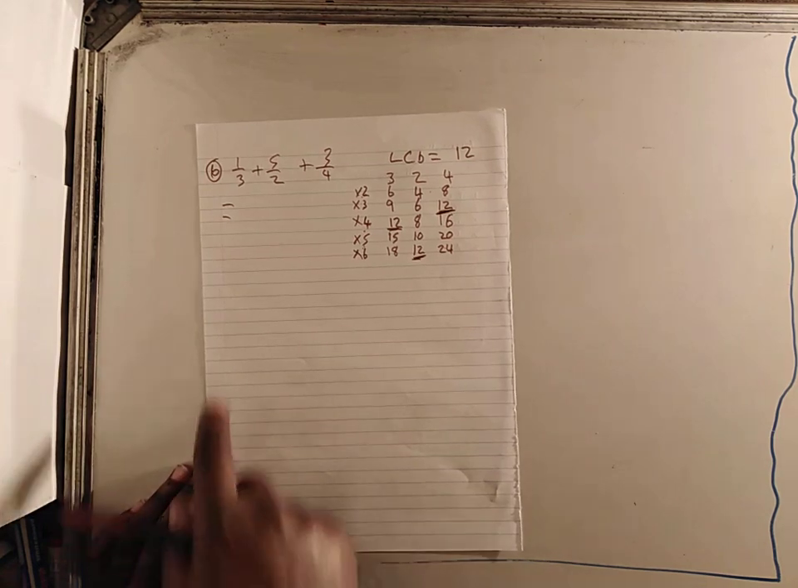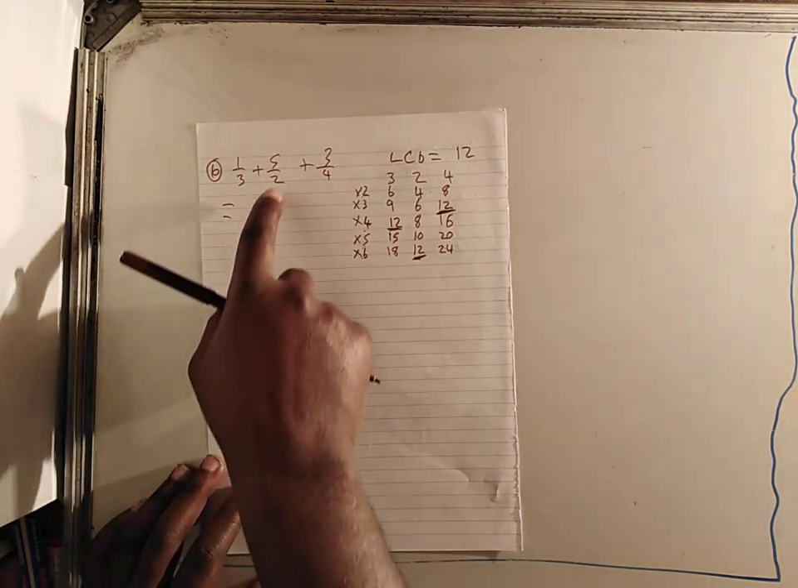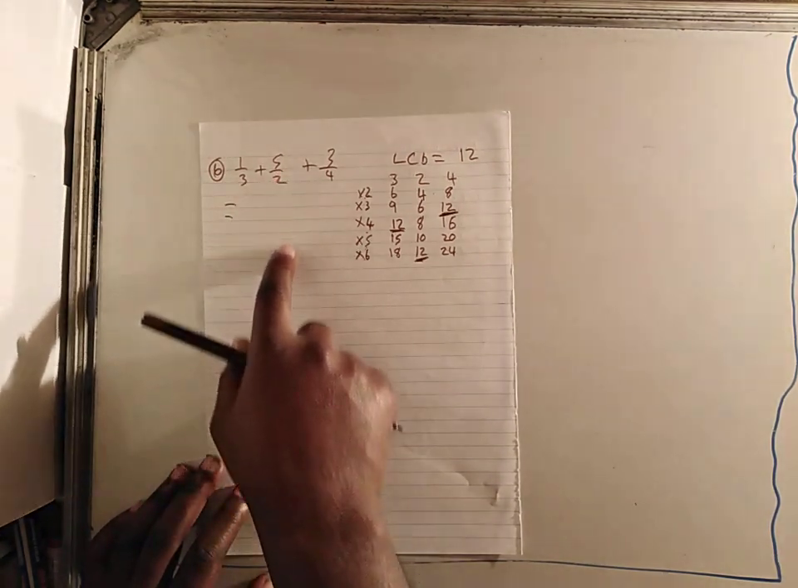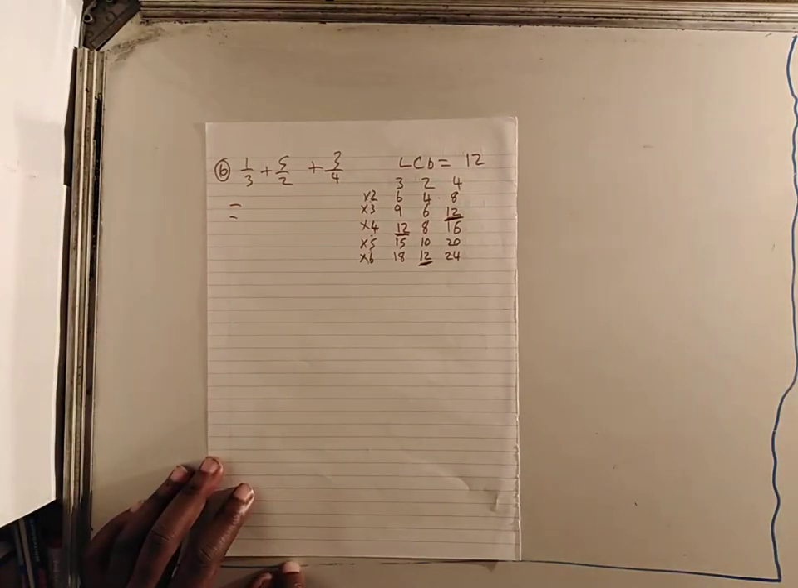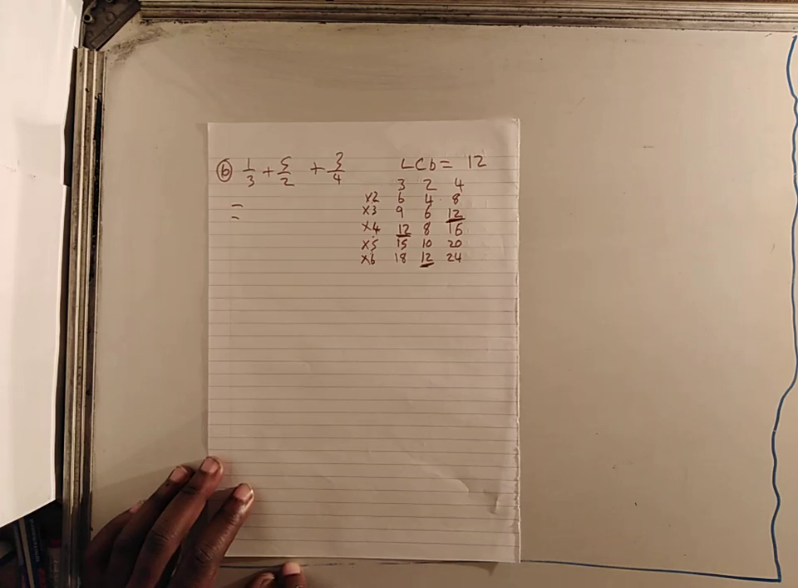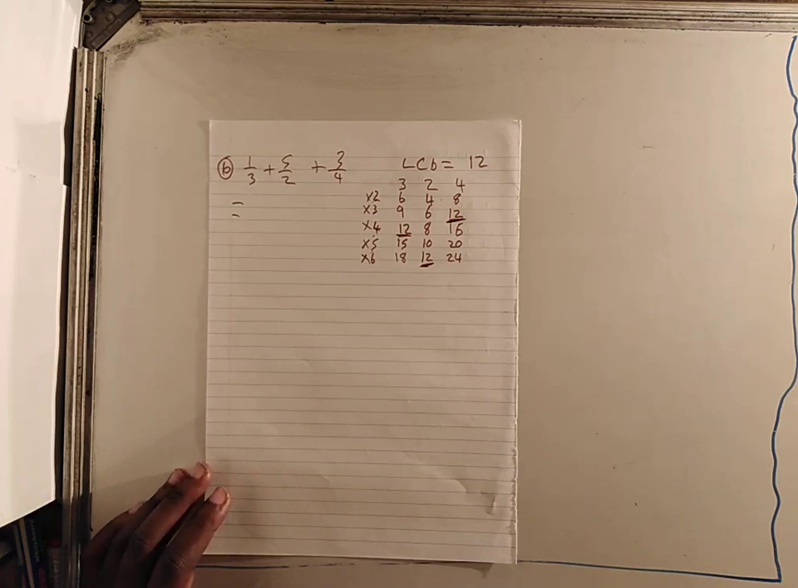The only thing that you must do is just to find the table of this number, table of this number, and the table of this number. Okay, and then immediately when you find a number that is the same, then you know that that number is an LCD. That number, if it's the same across the board, then that number is an LCD.